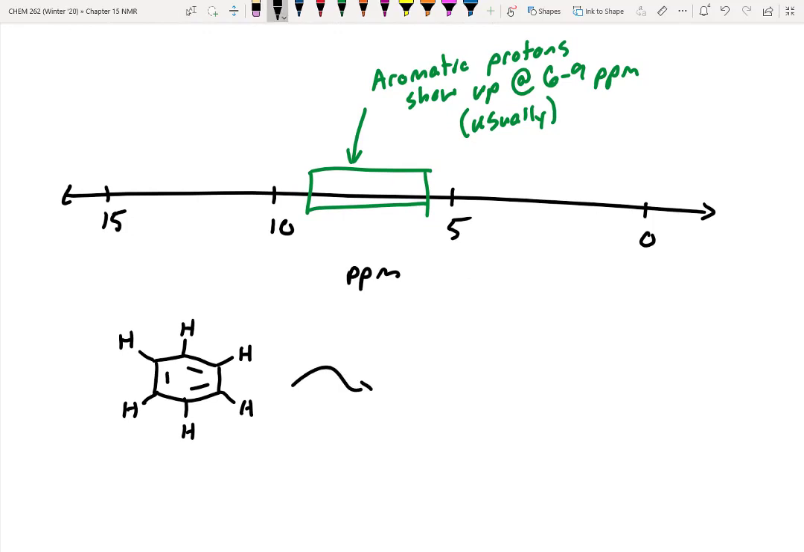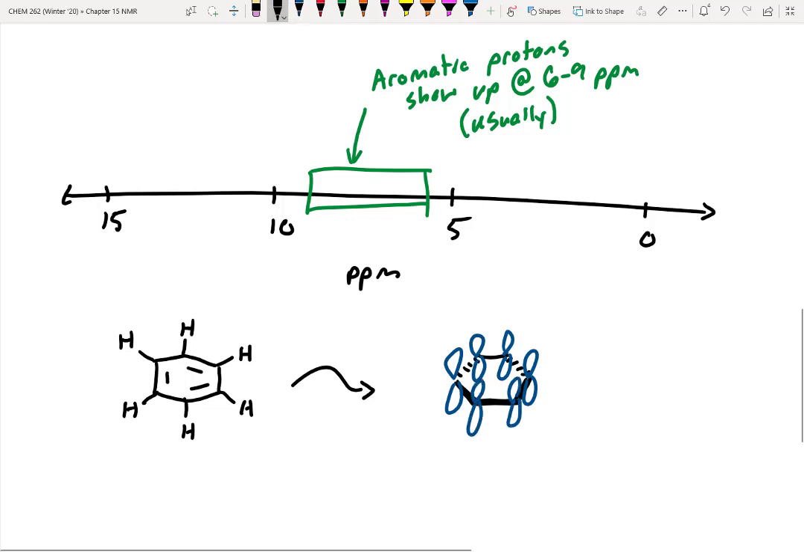So let's take a view of what's going on here. So I'm going to imagine us looking at benzene kind of side-on view. Like this. If we think about the carbon atoms in benzene, they're all sp2 hybridized, meaning they all have vacant p orbitals. Or not vacant, they all have p orbitals participating in pi bonding. And we can draw out all of these hydrogen atoms like this.